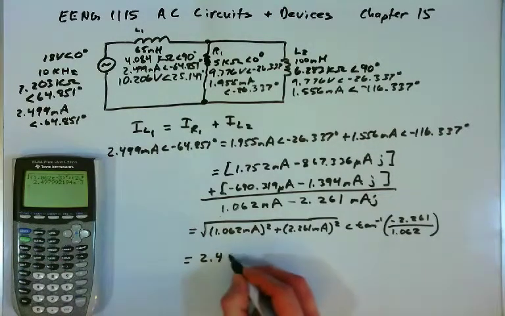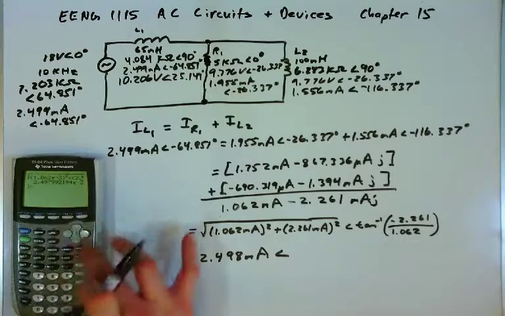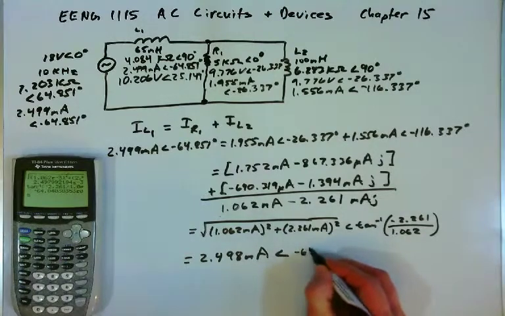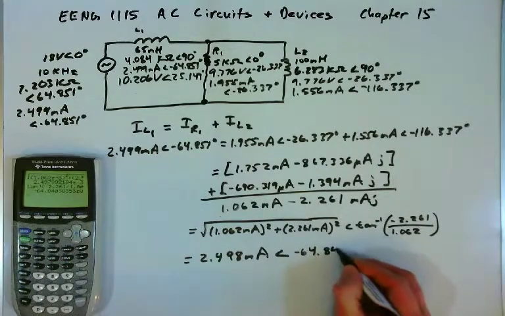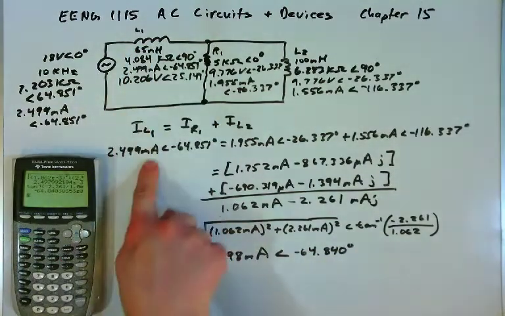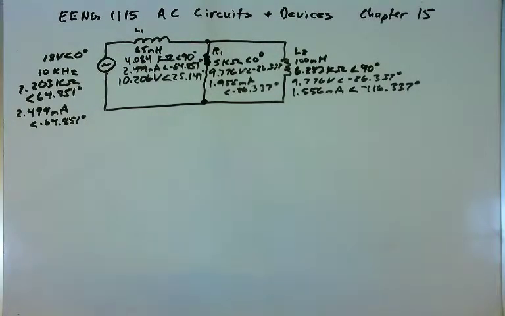So we get a magnitude of 2.498 milliamps, and the angle will be the inverse tangent of negative 2.261 divided by 1.062, and we get negative 64.840 degrees. So again, we're just checking our answers here, and you can see that the current that we had in inductor 1 is in fact equal to the sum of the currents in R1 and L2. So using Kirchhoff's current law, we can see that we have the right answers here, minus a little bit of rounding error.